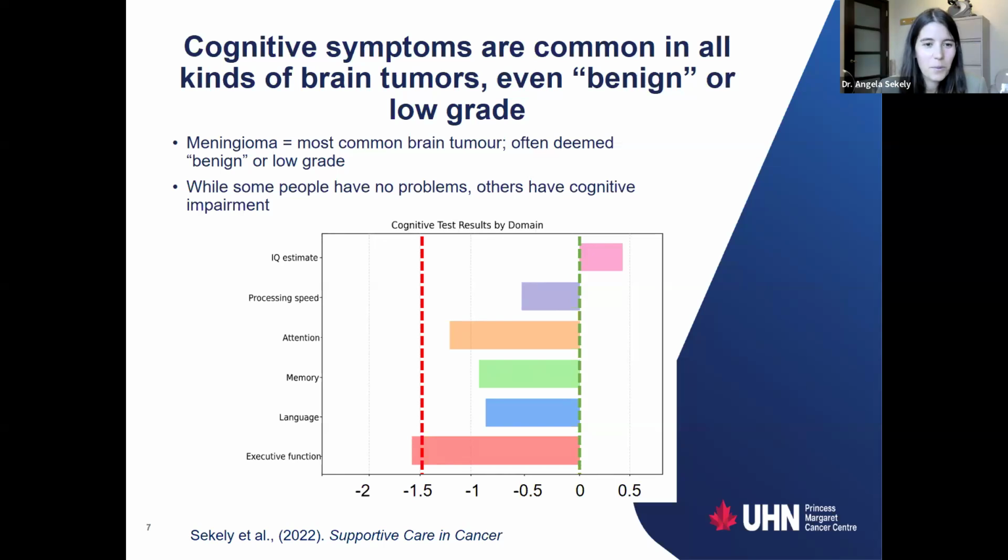So the sample had a higher estimate of intellectual functions relative to the normative population, but scored lower on measures of processing speed, attention, memory, language, and executive function relative to population norms. So they are showing some cognitive impairment on standardized testing.